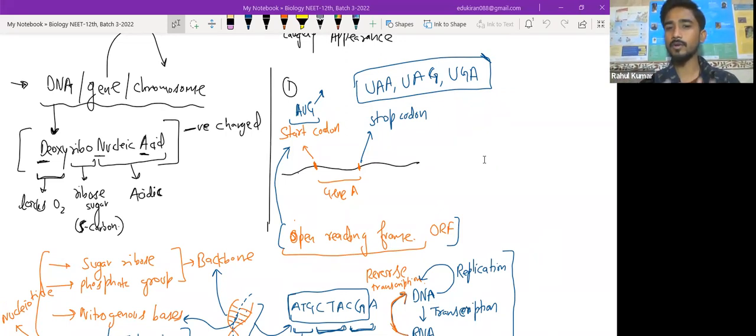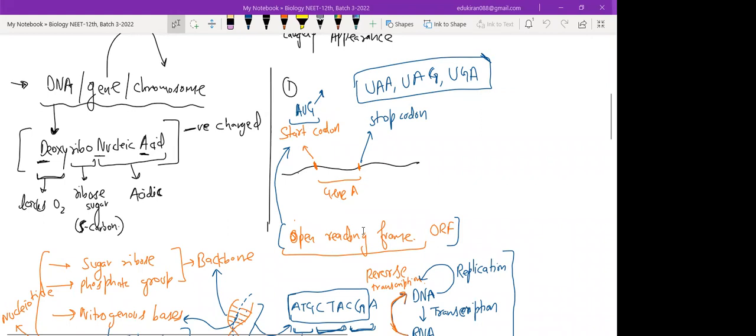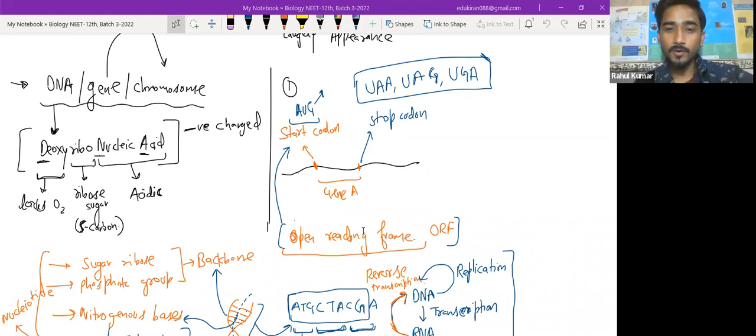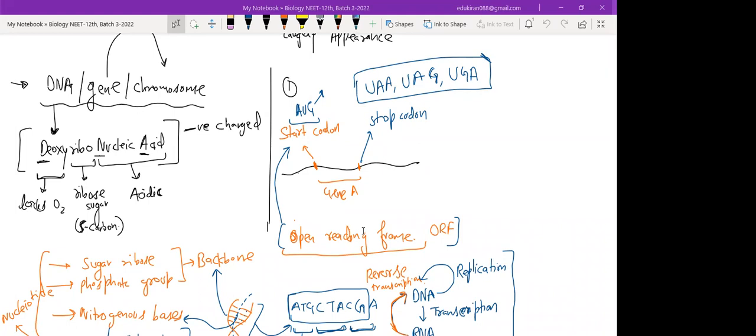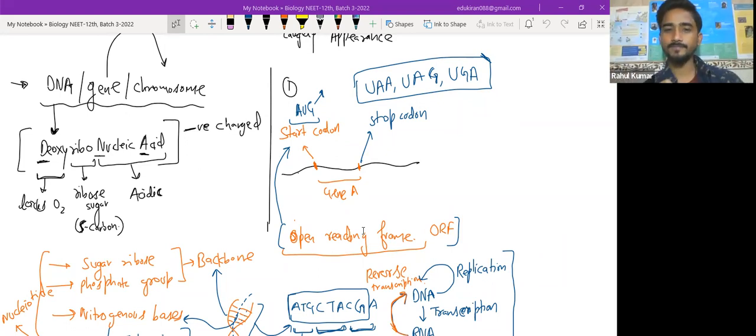Remember I told you the gene has an open reading frame, start codon, stop codon. Start codon answer? The stop codons are UAA, UAG, and UGA. And the start codon is AGU. AGU will become something different. AGU is not the same as AUG.